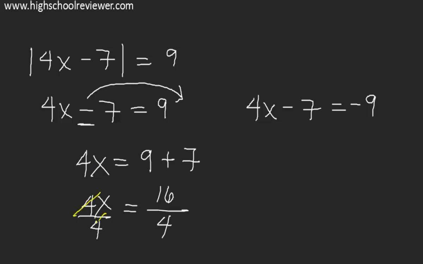So 4 divided by 4 is equal to 1. So what will be left here is x equal to 16 divided by 4, which is 4. And then 4x minus 7 equals negative 9.